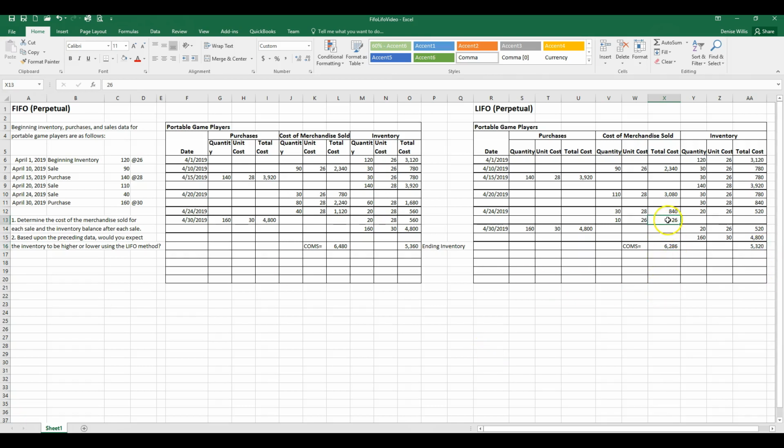Okay, hold on one second. I see a little mistake made right here. My apologies. This is 260. I left a zero off of that, which makes a difference.